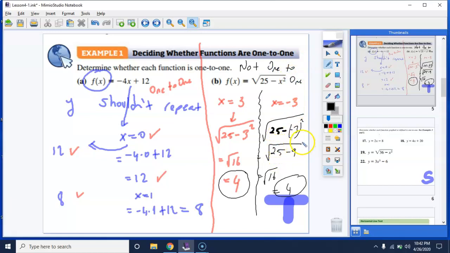But especially tricky is if you have x squared, x to the 4th power, x to the 6th power, they are not going to be one-to-one basically. Other than that, most of the time, like 99% of the time, they are going to be one-to-one functions.